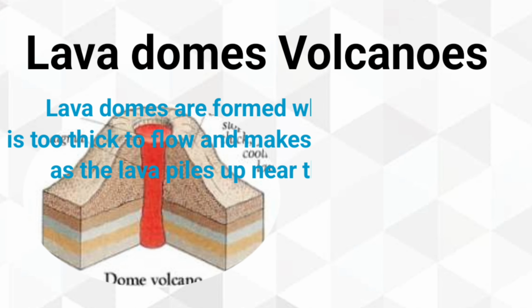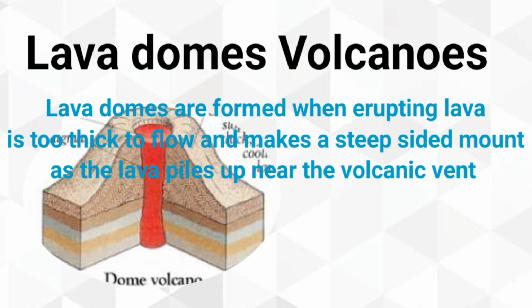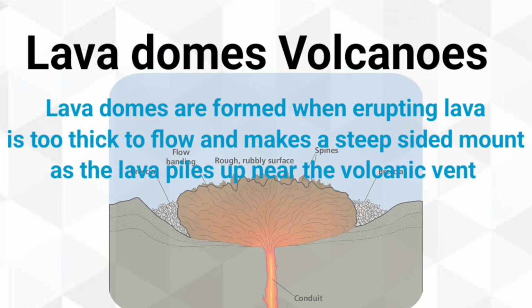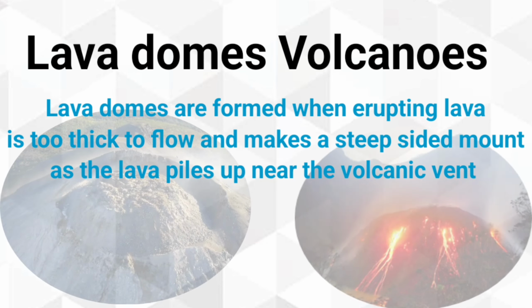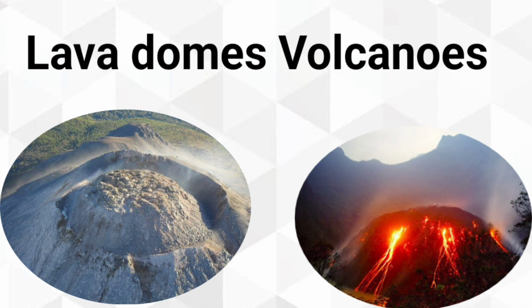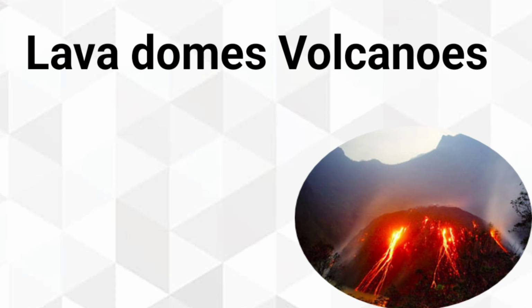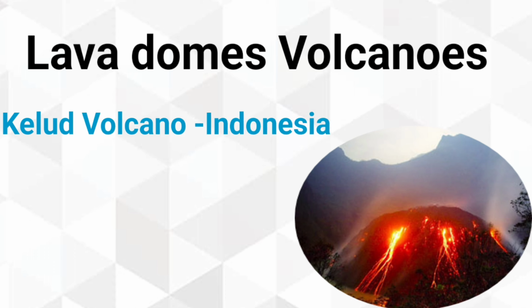Lava dome volcano. Lava domes are formed when erupting lava is too thick to flow and makes a steep-sided mound as the lava piles up near the volcanic vent. An example of a lava dome volcano is Kelud volcano. Kelud volcano is present in Indonesia.